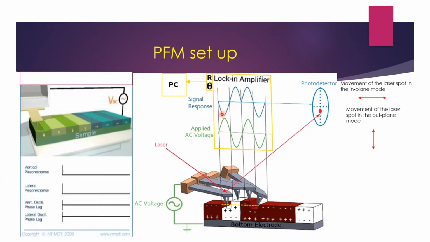By comparing these two signals, the signal applied and the signal of the response of the material, we can see that in some regions of the material, the signal is in phase with the signal applied, and in other places, in other domains, the signal is out of phase. And with this property, we can obtain the distribution of the domains in these kinds of samples.